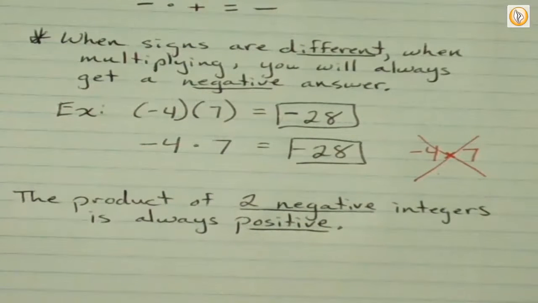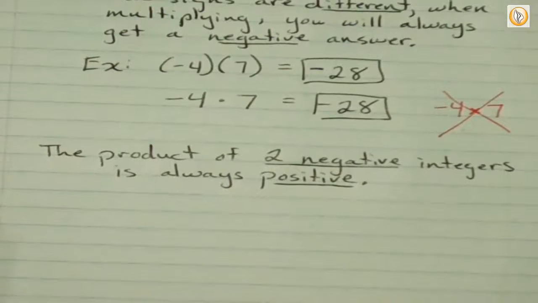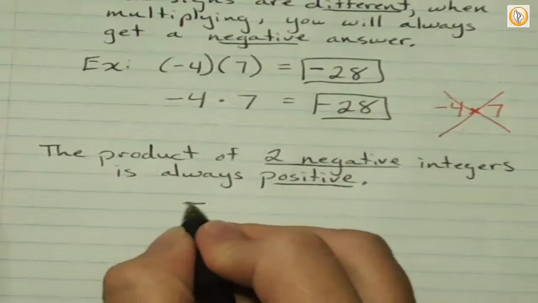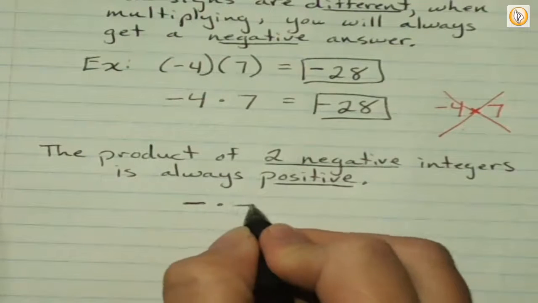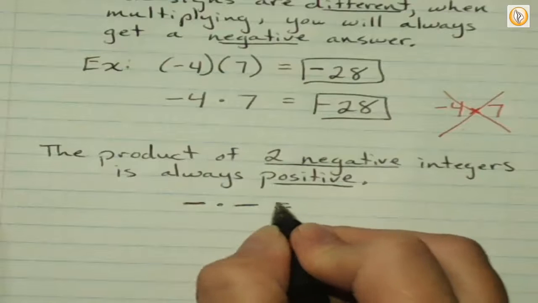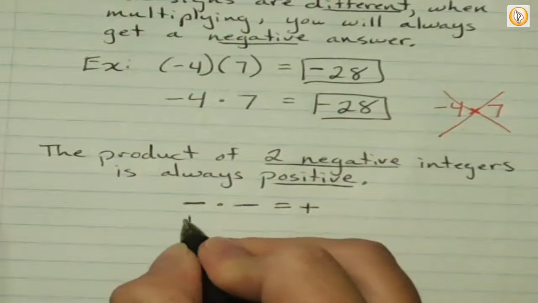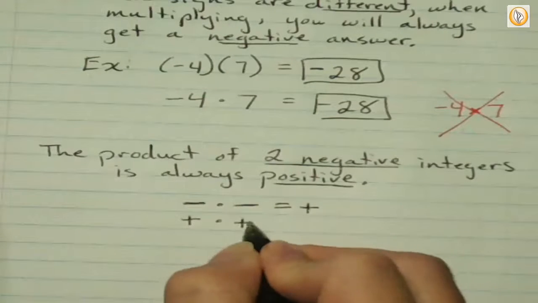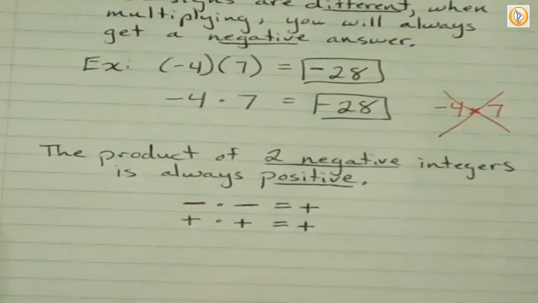And of course, two positives will always be a positive. I don't even have to write that down. Y'all know that. So a negative times a negative will equal positive. And of course, a positive times a positive equals a positive. So nothing times itself would equal a negative.